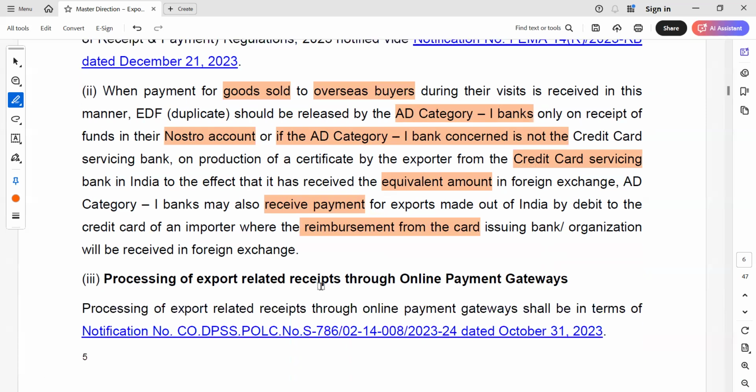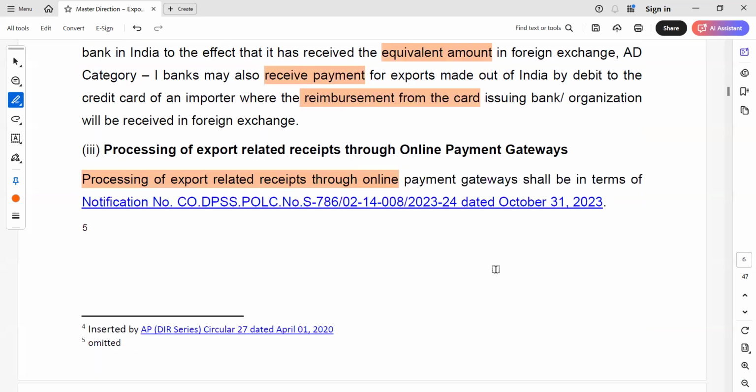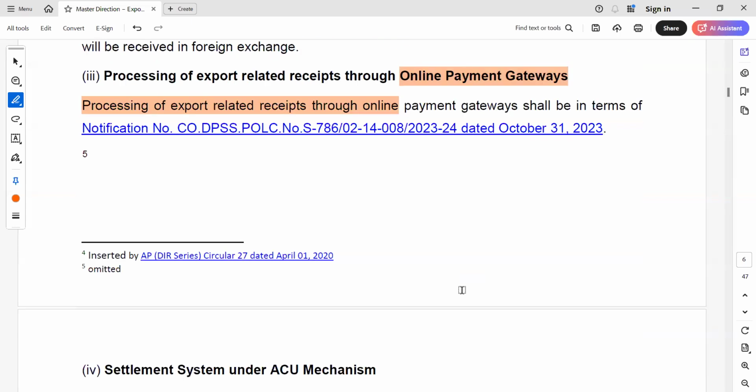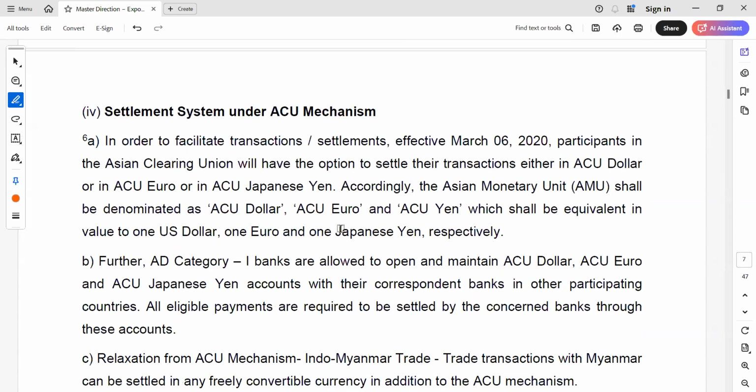Processing of export related receipt through online payment gateway. So this processing is there for export related to gateways that will be there. ऑनलाइन पेमेंट गेटवे से भी हम जो है एक्सपोर्ट के प्रोसीड्स ले सकते हैं. सेटलमेंट सिस्टम अंडर एसीयू मैकेनिज्म.